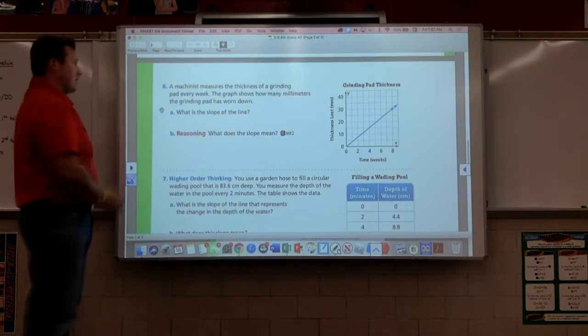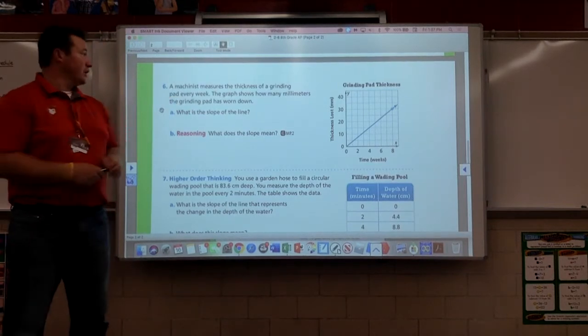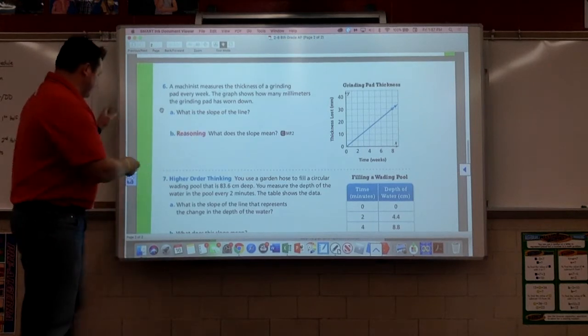A machinist. A machinist measures the thickness of a grinding pad every week. The graph shows how many millimeters it's worn down. What's the slope?